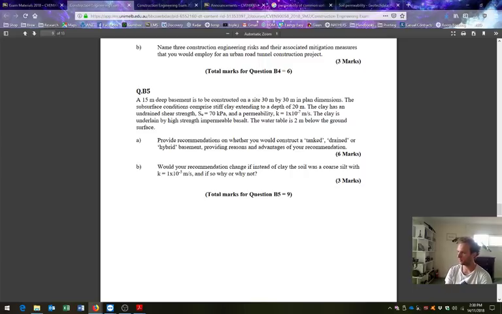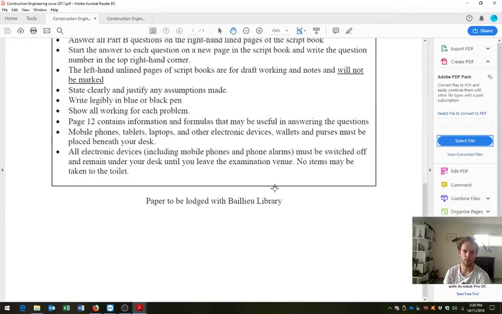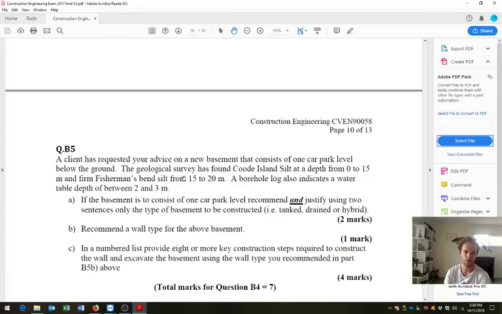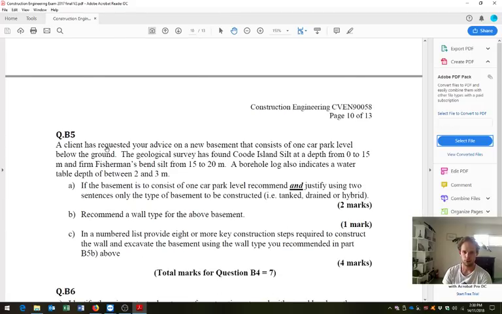Okay, cool. So, hi, I'm wondering what type of basement is in 2017 B5. New basement that consists of one car park level below the ground. Good Island Silt 0 to 15, Fisherman's Bend 15 to 20, water table's high, basement one level car park. Tank, drained or hybrid.